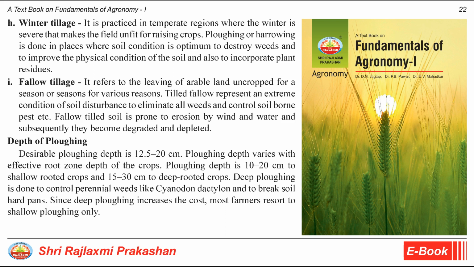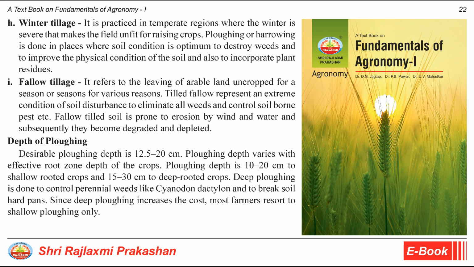Point I. Fallow tillage. It refers to the leaving of arable land uncropped for a season or seasons for various reasons. Tilled fallow represents an extreme condition of soil disturbance to eliminate all weeds and control soil-borne pests etc. Fallow-tilled soil is prone to erosion by wind and water and subsequently becomes degraded and depleted.